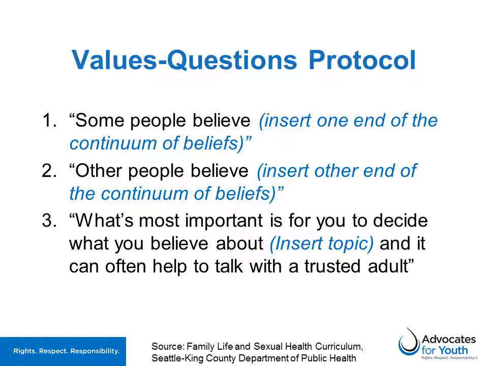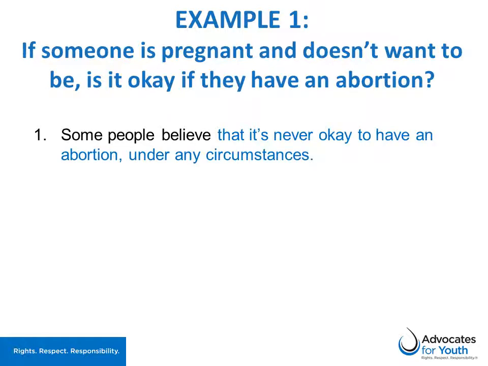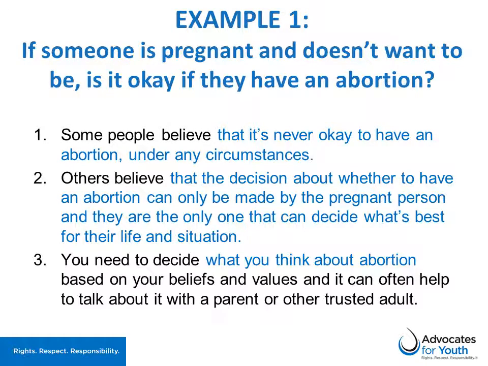So let's do a little example real quick. What if you got this question? If someone is pregnant and doesn't want to be, is it okay if they have an abortion? So the way you use this technique is to start by saying, some people believe that it's never okay to have an abortion under any circumstances, showing one end of the continuum. And then other people believe that the decision about whether to have an abortion can only be made by the pregnant person, showing the other end of the continuum. And then to end by saying you need to decide what you think about abortion based on your own beliefs and values. And it can often help to talk with a parent or a trusted adult. Hopefully that feels helpful to you.